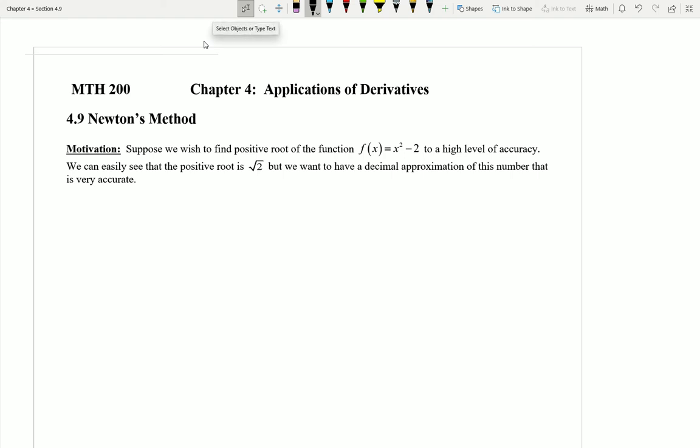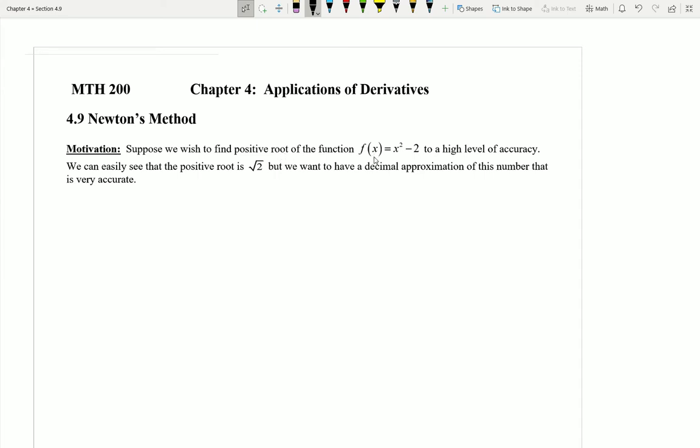In section 4.9, we're going to talk about the concept of Newton's method, which is another application of derivatives. To get a sense of what this new application is all about, let's take a look at this opening motivation. Let's suppose that I actually wanted to find a positive root of this function.